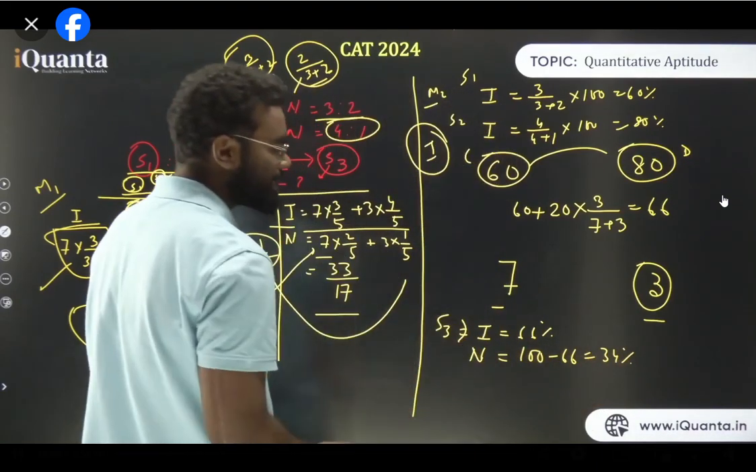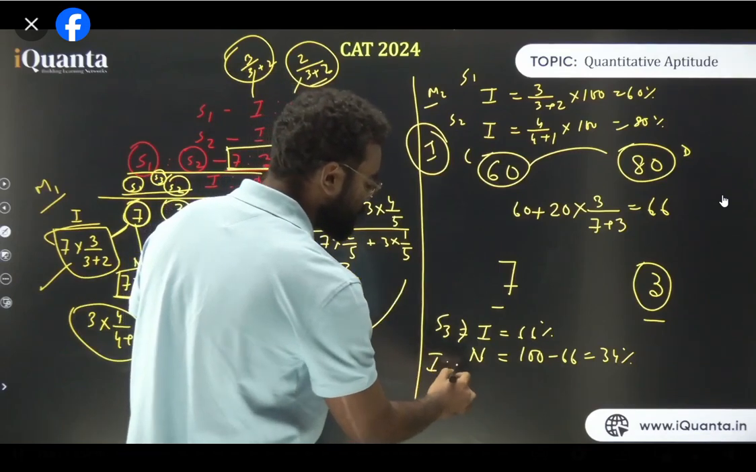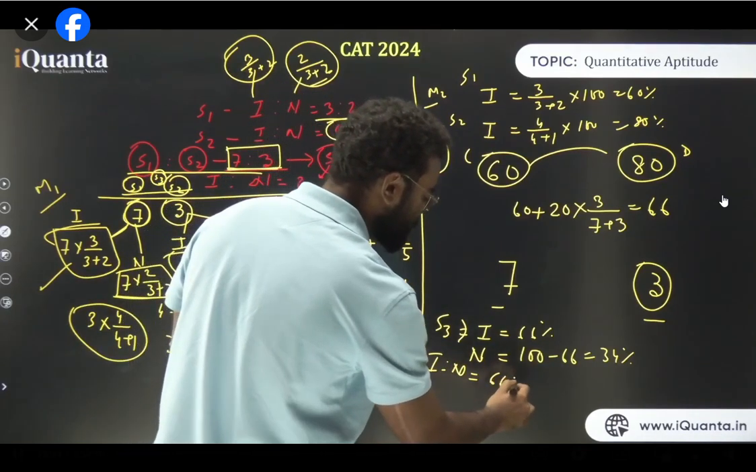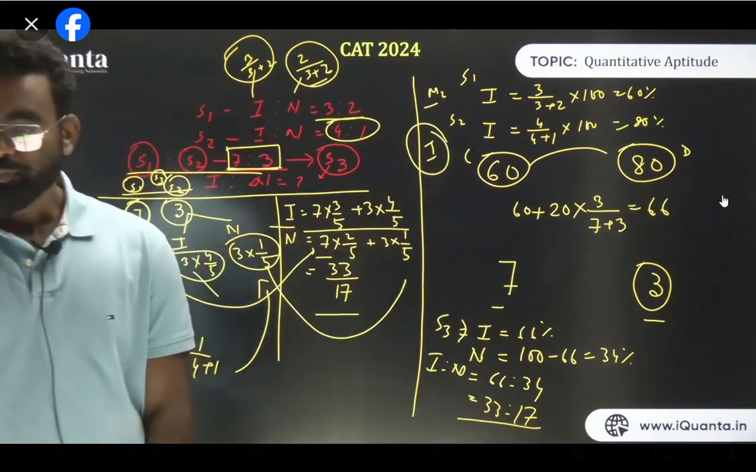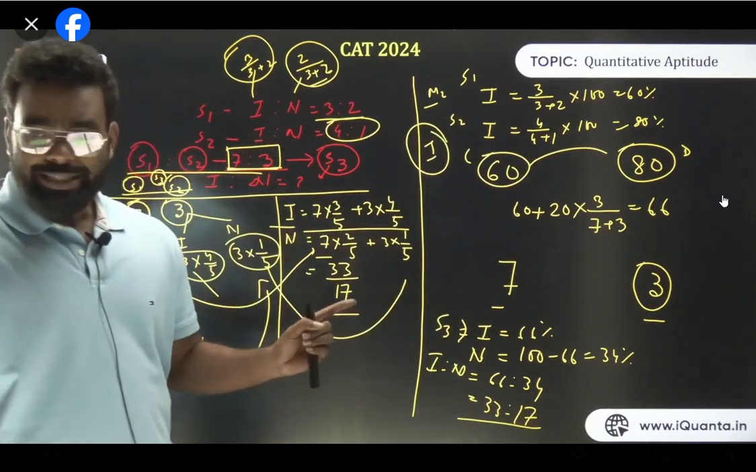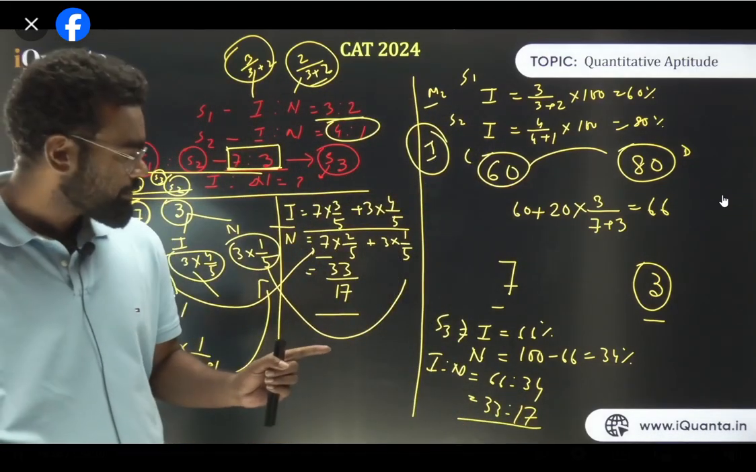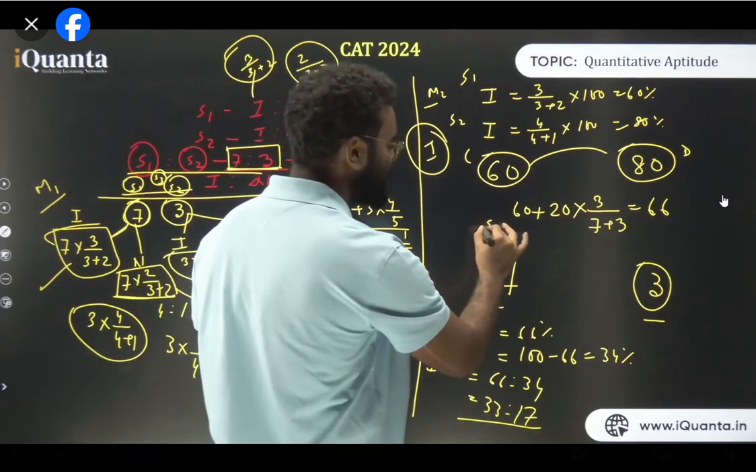So if iron is 66% and nickel is 34%, what is the ratio of iron to nickel? The answer is 66 is to 34. Am I clear, all of you? I have given you this thing in the previous class also. Please understand. I have written it down also.